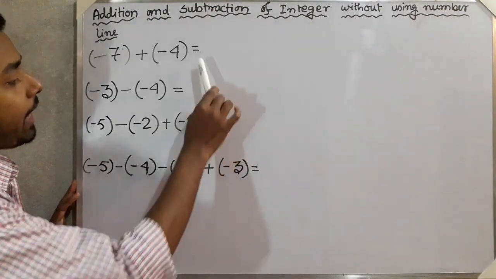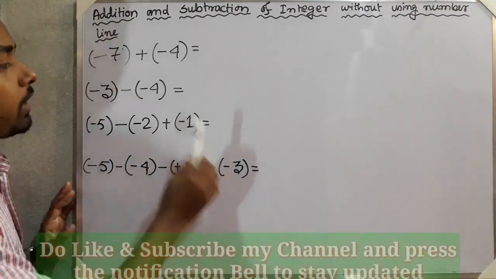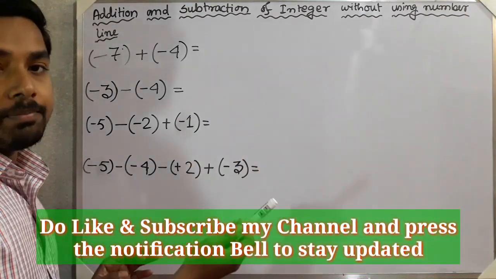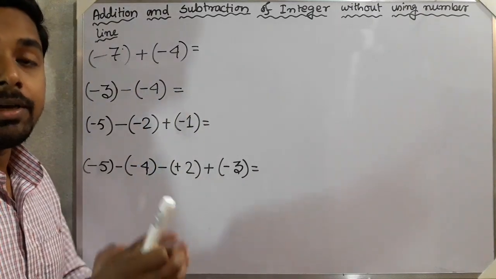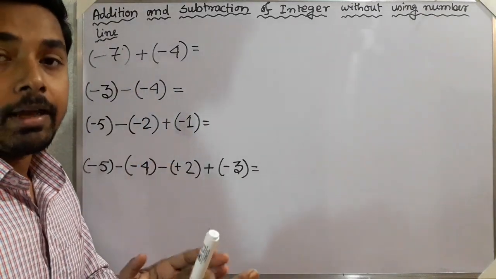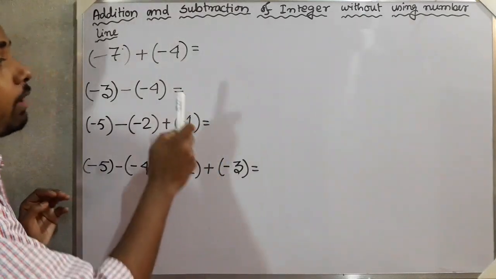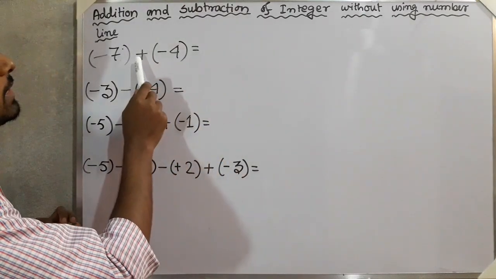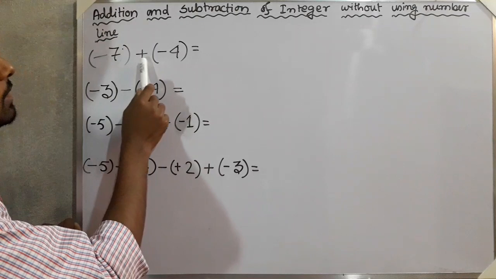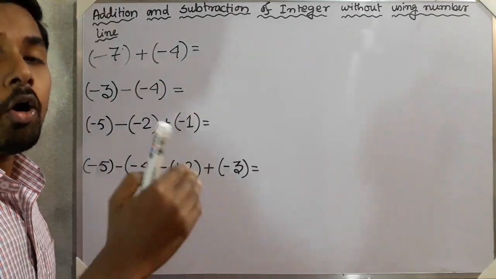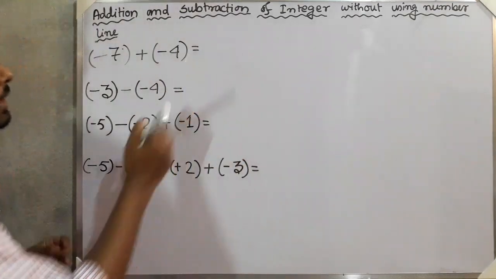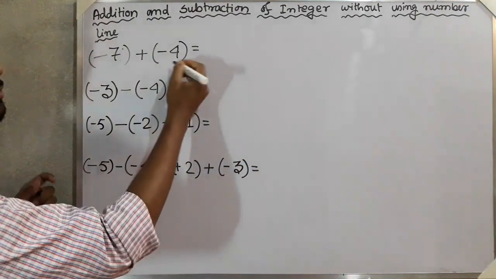So I have taken another type of example. For this type of example, whenever you have a bracket, the first work is what? You have to remove the bracket. And how to remove the bracket? You have to multiply the symbols. Whatever symbols they are having, you multiply them, then the bracket will be automatically removed. Let's see how we can remove the bracket from here.